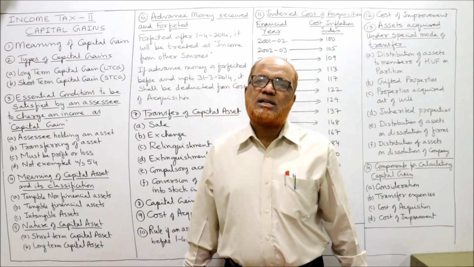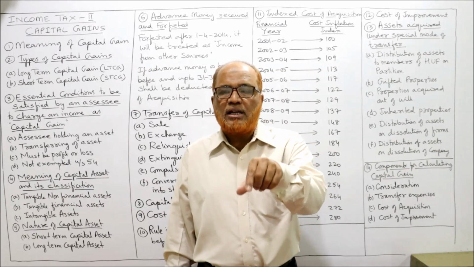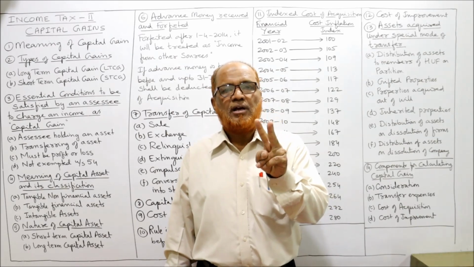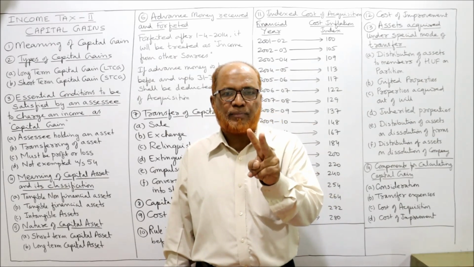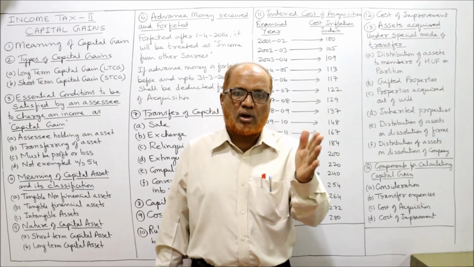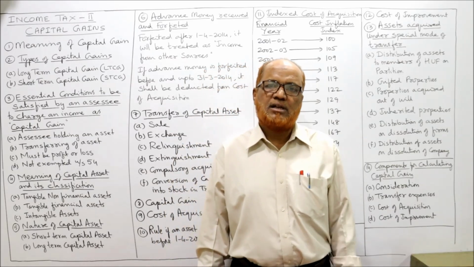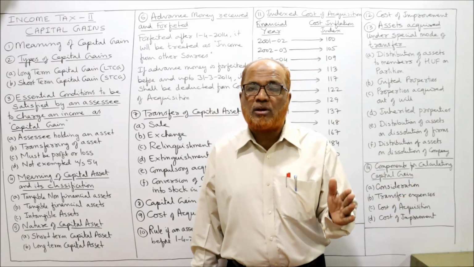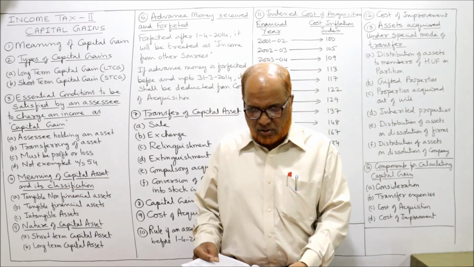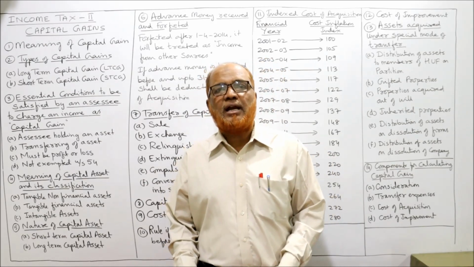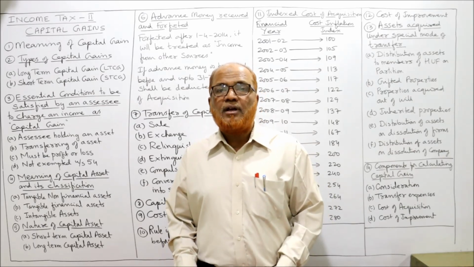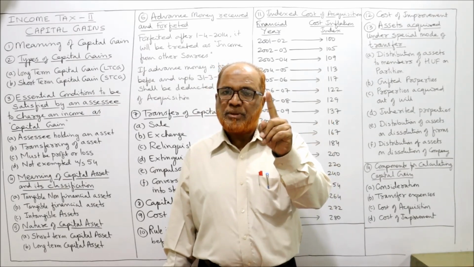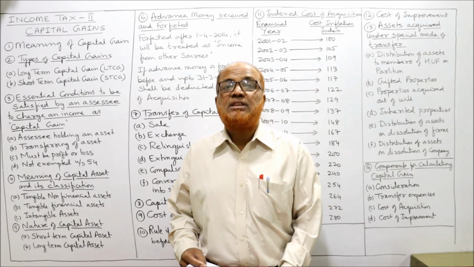Next one, unlisted shares. If the shares are not listed in the stock exchange or are dealt with privately, then 2 years is the period. If unlisted securities are held for 2 years or less, it will be a short-term capital asset. If held for more than 2 years, long-term capital asset. For which type of security? Unlisted security. Third one, units of debt-oriented funds. There are 2 types of fund: equity-oriented and debt-oriented. Equity-oriented means 1 year. If it is a debt-oriented fund, it will be 3 years.